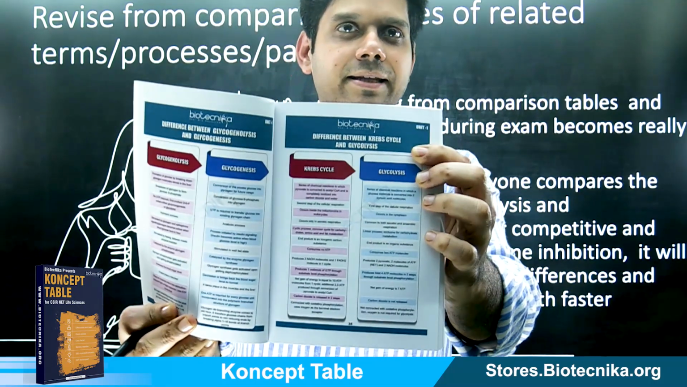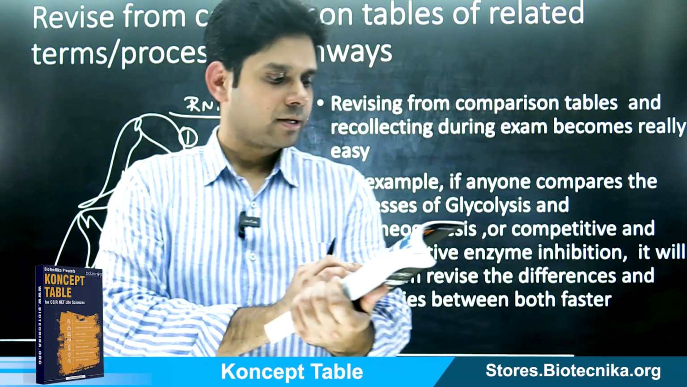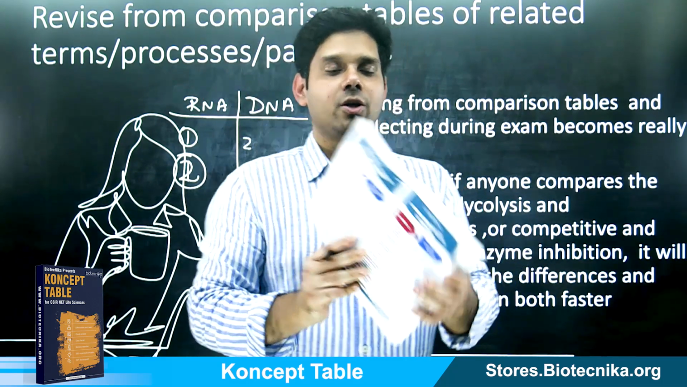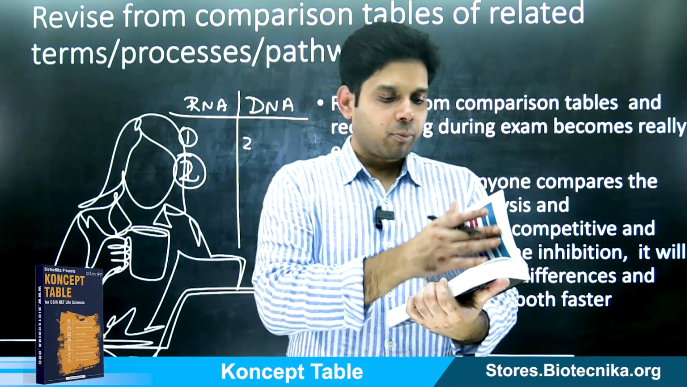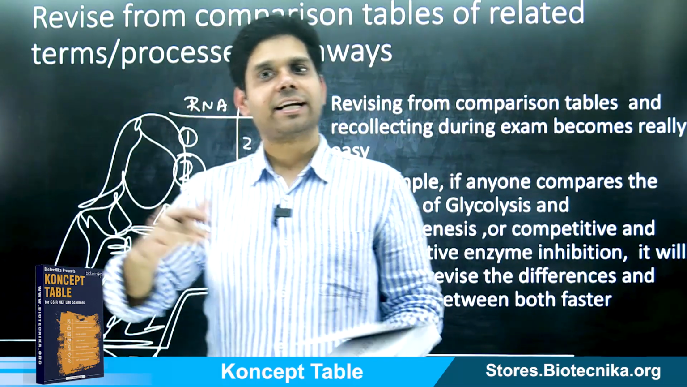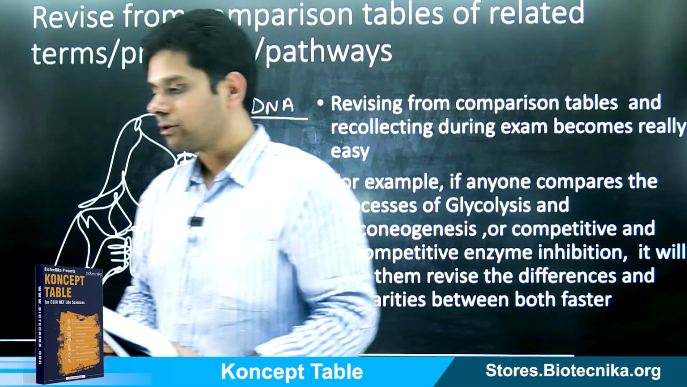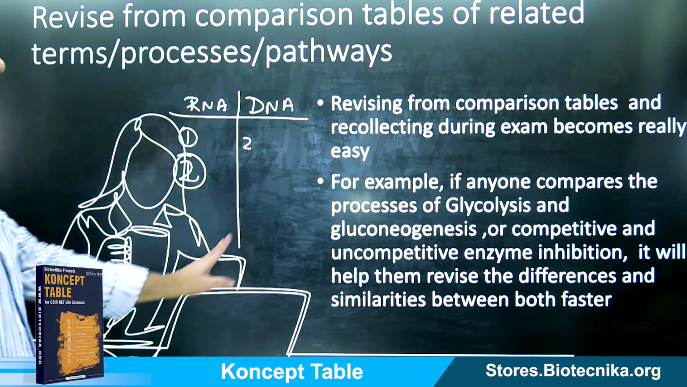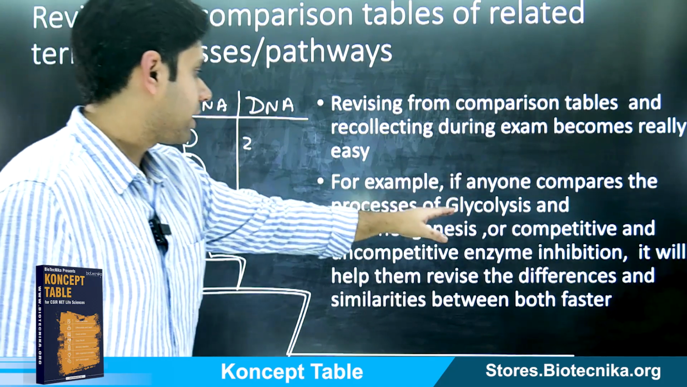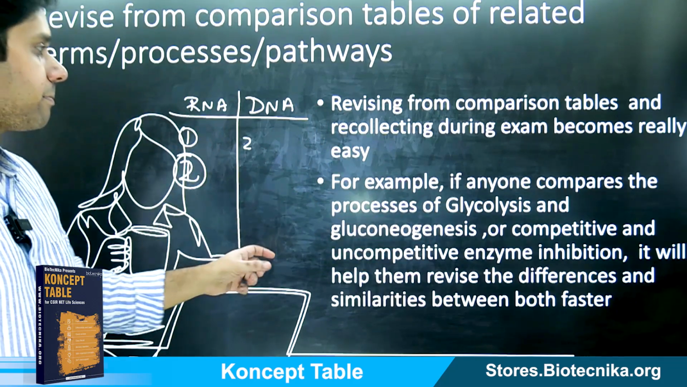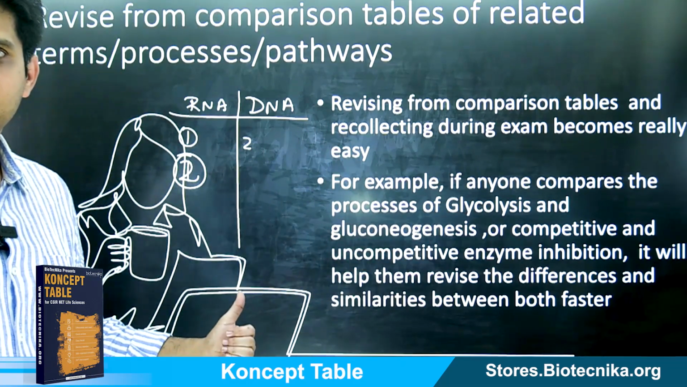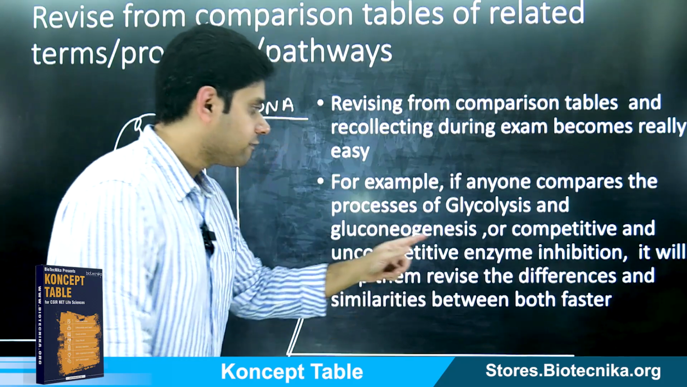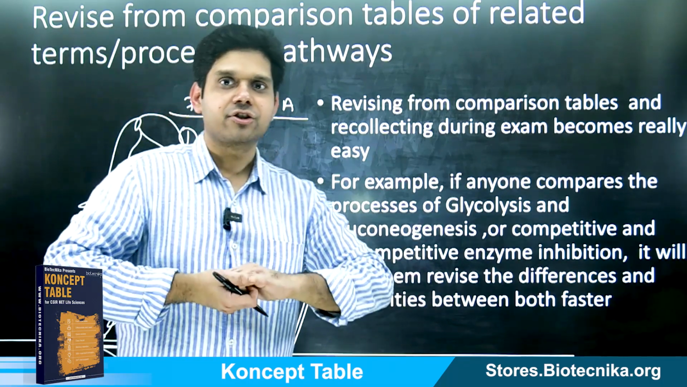And it has got concepts like this, if you can see here, okay? So for example, glycogenolysis and glycogenesis, or Krebs cycle and glycolysis. So you can just look at one side of the pointers and you can always correlate and remember the other side, okay? So that's one of the best ways to recollect and revise for Unit 1. So, for example, if anyone compares the process of glycolysis and gluconeogenesis or a competitive and uncompetitive enzyme inhibition, it will help you revise the differences and similarities both faster and better because correlation helps.